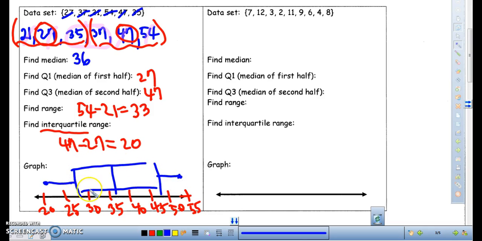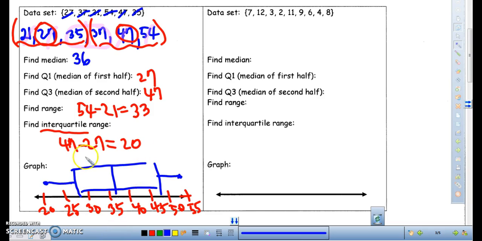So this is your box, and these are your whiskers. So this is your lower extreme. That's your upper extreme, and that's what you use to find the range, which is 33. Interquartile range is inside here, so 47 minus 27, which is 20.